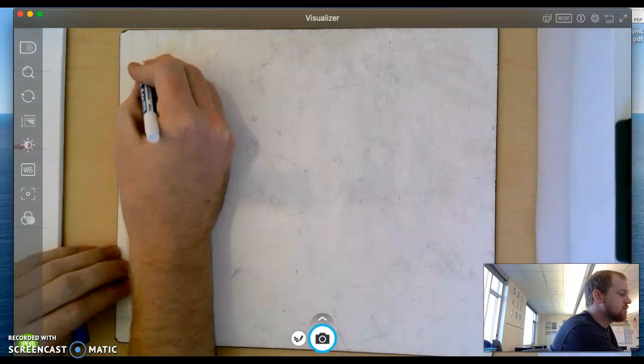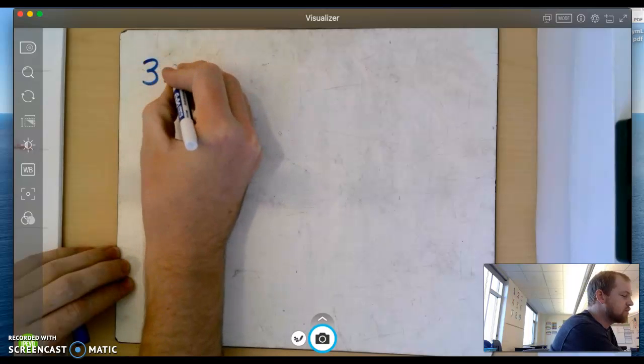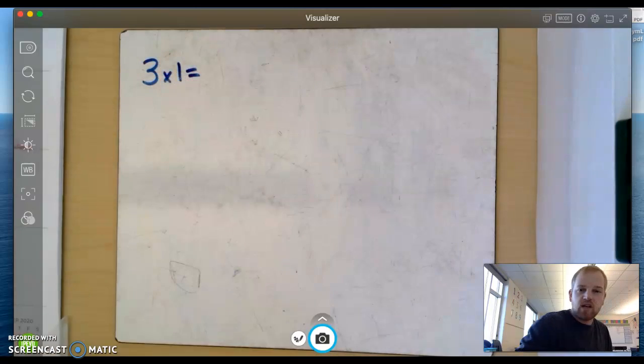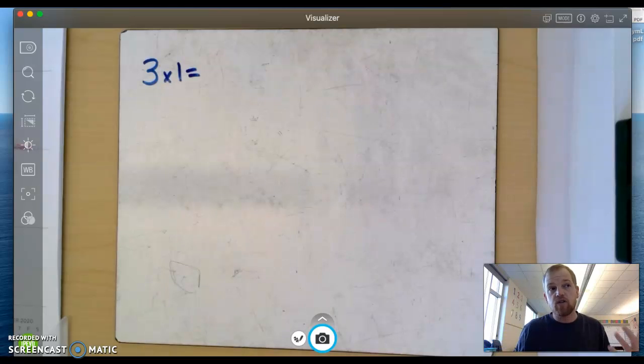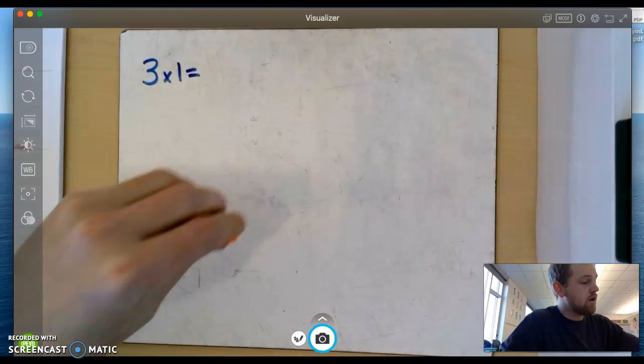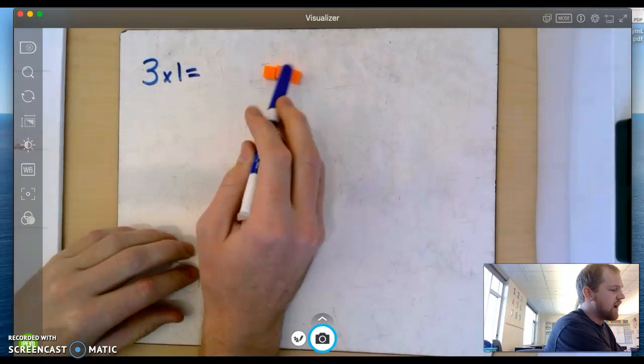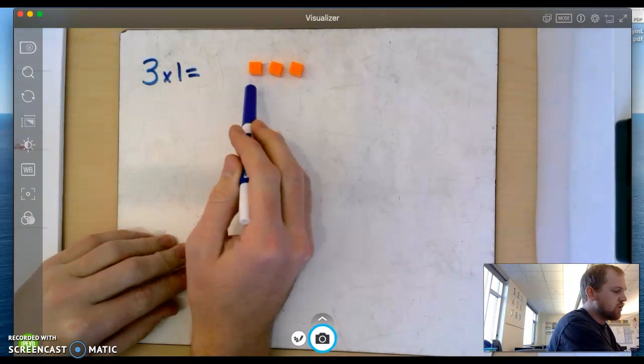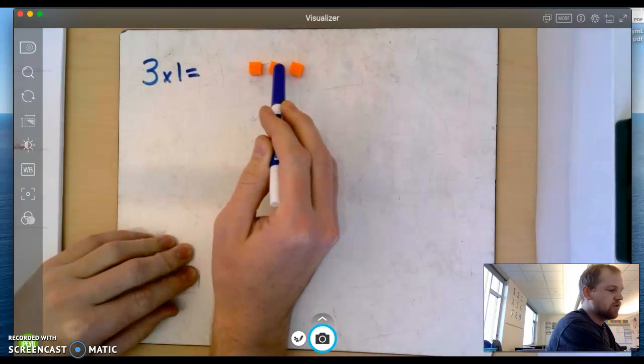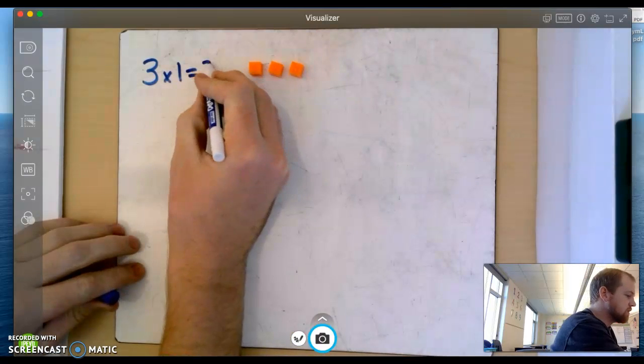So the first thing we're going to do is look at just a very simple multiplication problem. My first multiplication problem is just going to be 3 times 1. Okay? 3 times 1, we can all think back to our identity property of multiplication. I know that that's going to be 3. And I have my blocks here to show this. I have 3 groups, 1, 2, 3, of 1 in each group. So my answer would be 3.